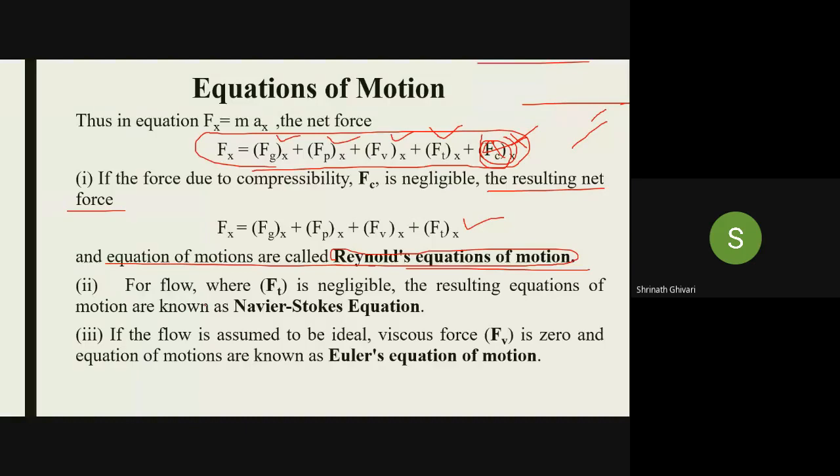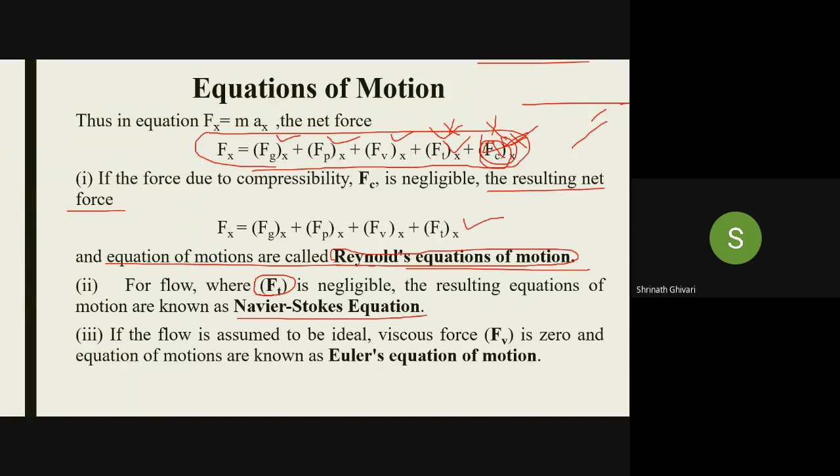Now, for flow where the force due to turbulence and the compressible force are negligible, so they are not affecting the fluid motion, the resulting equation is known as the Navier-Stokes equation, which we are going to study in the further classes. This is just an introduction, not the derivation.